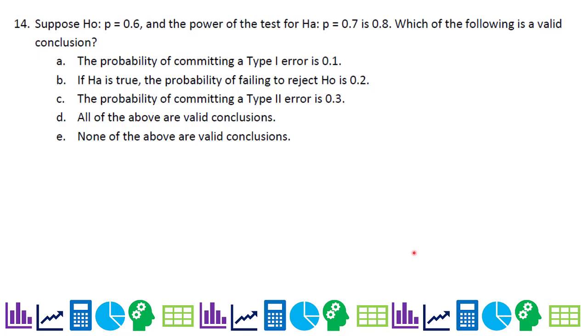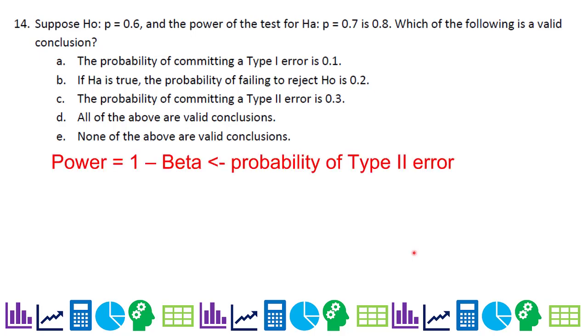Well, I see we're talking about a probability of type 1 error. That's alpha, and we don't know what it is. If the alternate is true, the probability of failing to reject H0 is 0.2. So that's beta. Let's go ahead and calculate it. Power is 1 minus beta, so that's probability of type 2 error. We know the power is 0.8, and so 0.8 equals 1 minus beta, so beta must be 0.2. So that is the probability of a type 2 error, which tells you that C is not correct, B is correct.